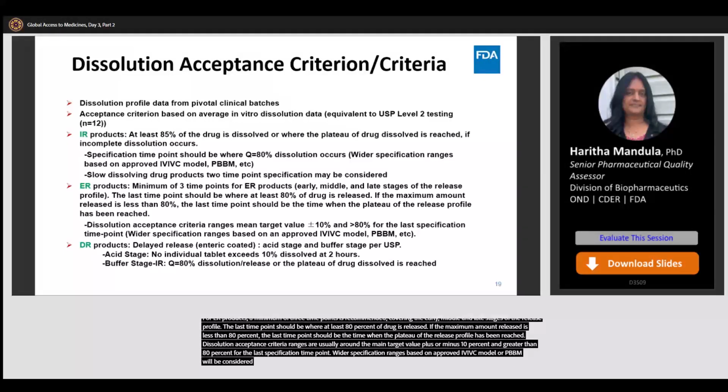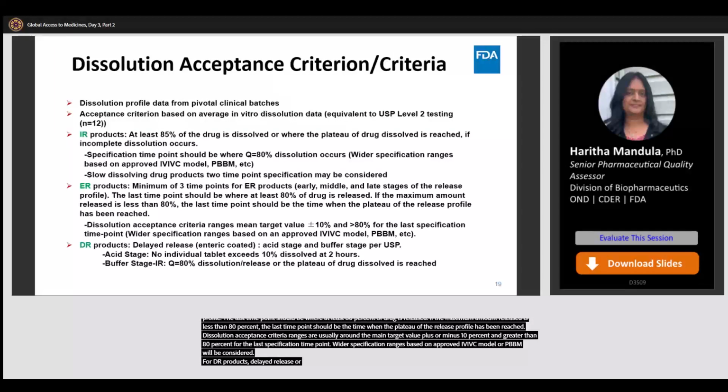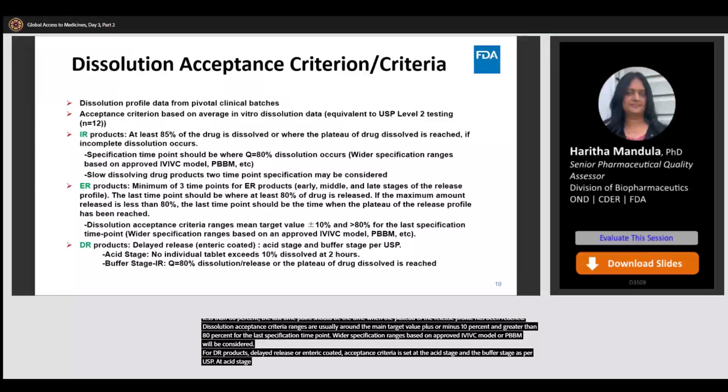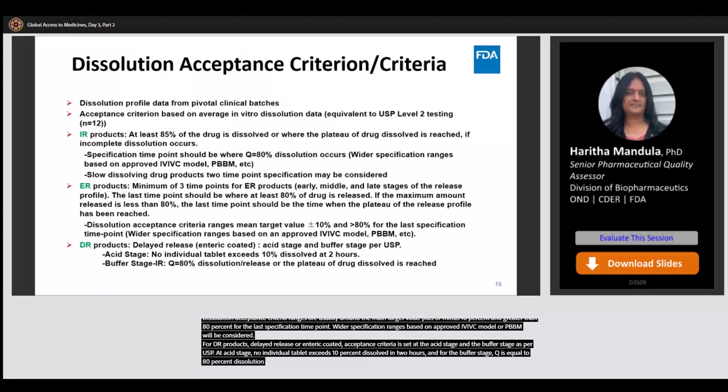For DR products, delayed release or enteric coated, the acceptance criteria are set at the acid stage and the buffer stage as per USP. At acid stage, no individual tablet exceeds 10% dissolved at 2 hours, and for the buffered stage, Q is equal to 80% dissolution or release, or the plateau of the drug dissolved is reached.